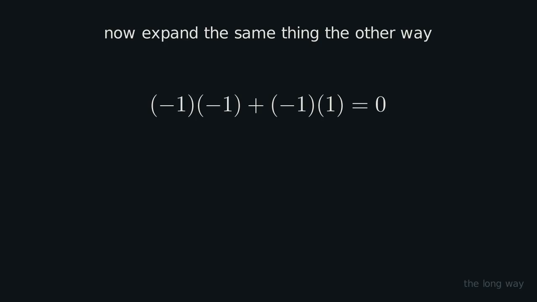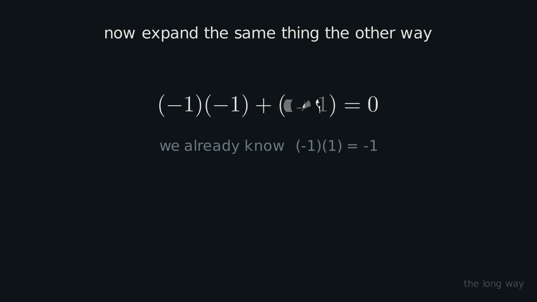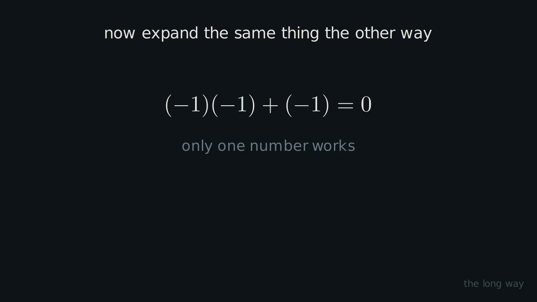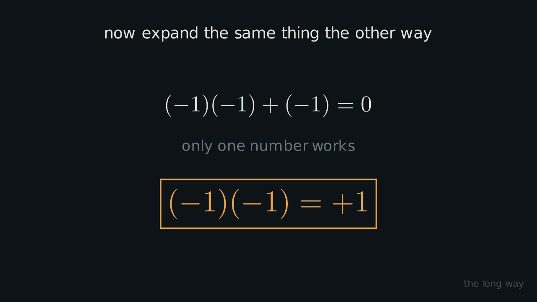We already settled the second piece. A negative times a positive is negative. So -1 times +1 is -1. That leaves us with -1 times -1 plus -1, and we know the whole thing has to add up to 0. So -1 times -1, with -1 added to it equals 0. There is exactly one number on the entire number line that you can add -1 to and land on 0. That number is +1. So -1 times -1 is +1. It cannot be anything else.